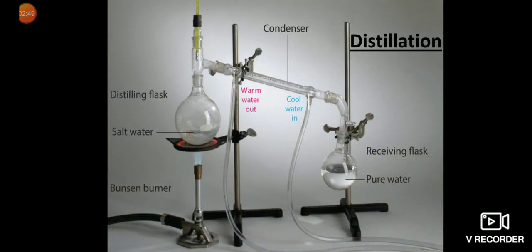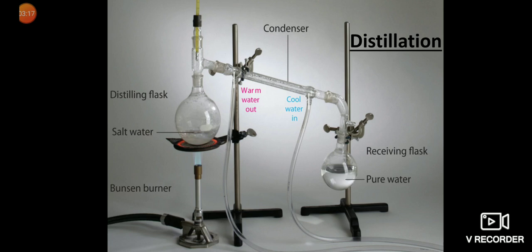Next, distillation. Distillation is also a process to separate impurities, and it involves several steps. First, water is boiled, then the water vapor is condensed, then collected in another container. And the water we obtain after distillation is the pure form of water.